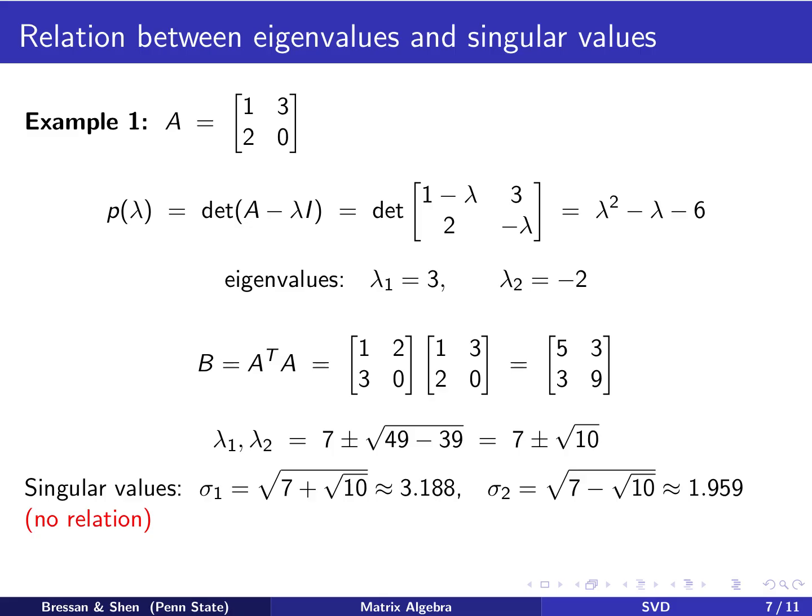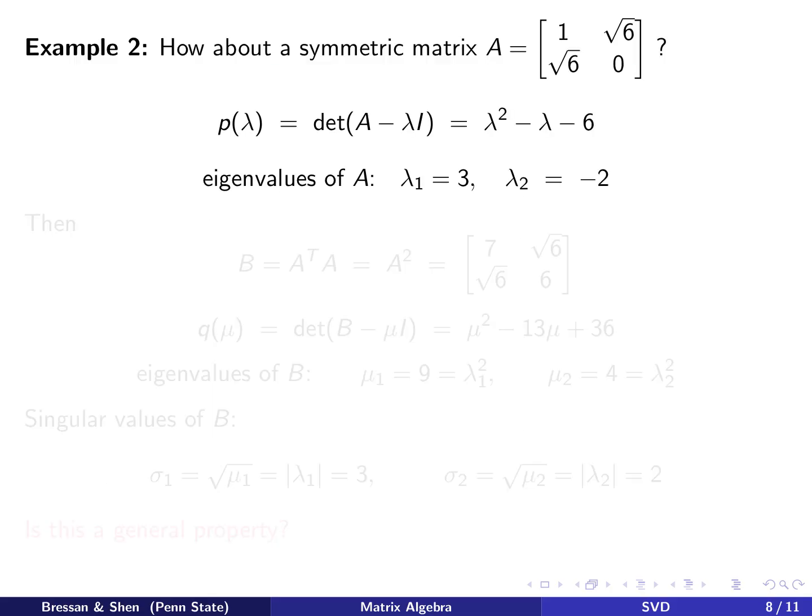Okay. So I would say that in this case, we don't see any clear relationship between the singular values and the eigenvalues. So what about a symmetric matrix A? Let's take a symmetric matrix A, and let's say it looks like this. So let's find its eigenvalues.